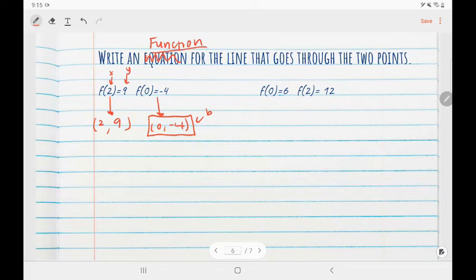Since it says function, now you may be saying, I don't know how to write a function. Functions are exactly the same as equations, but instead of y, I'm going to write f of x equals, and I'm still going to use mx plus b. So x, my y-intercept is negative 4, so minus 4.